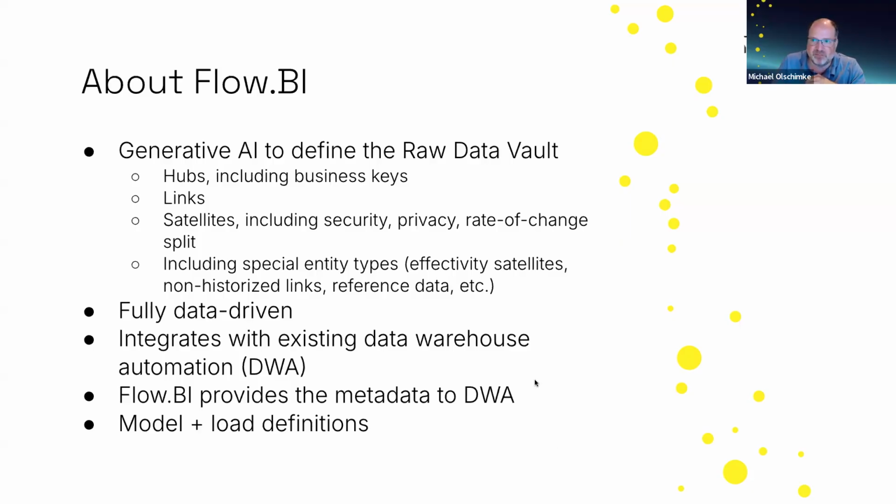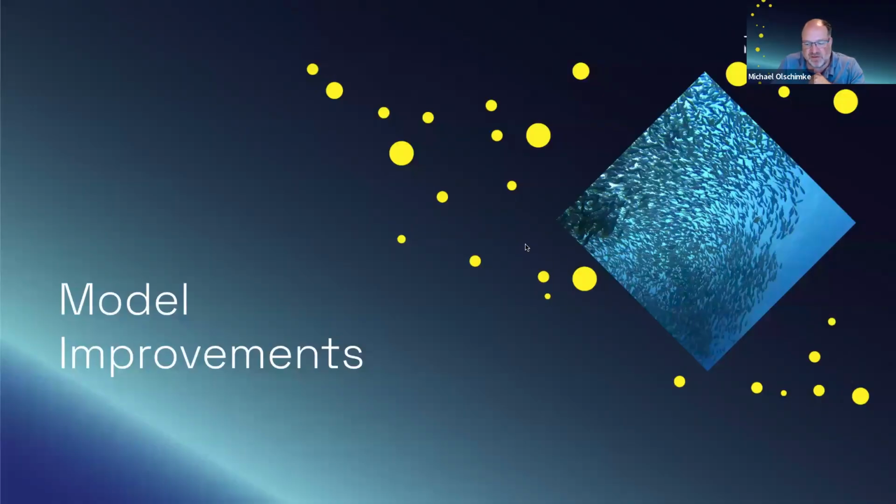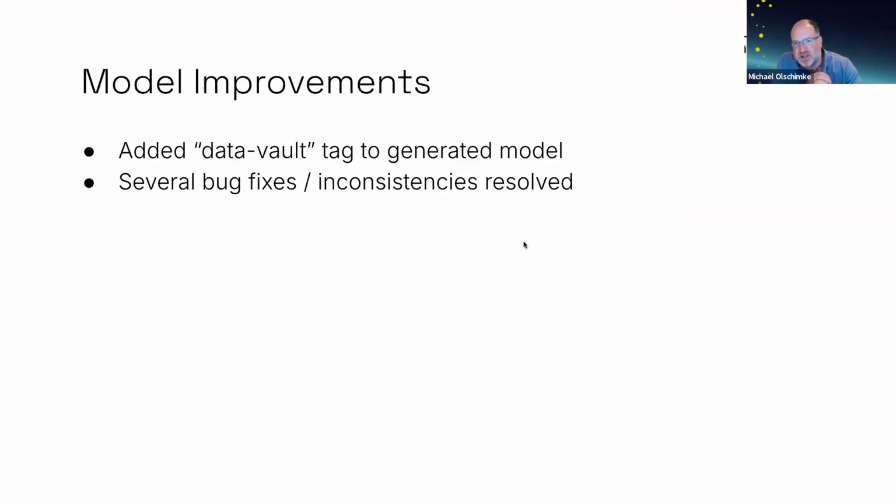All right. So model improvements, we did a little bit of that. First of all, we added a data vault tag to the generated model, to all the entities, all the attributes, everything. I know you wonder why. Why do we need a data vault tag? Because Flow.BI can generate more than data vault. We could generate any data-driven model. Data vault for sure. We can distinguish between data vault 1.0 and data vault 2.0, for example. We can create some specialized data vault models.